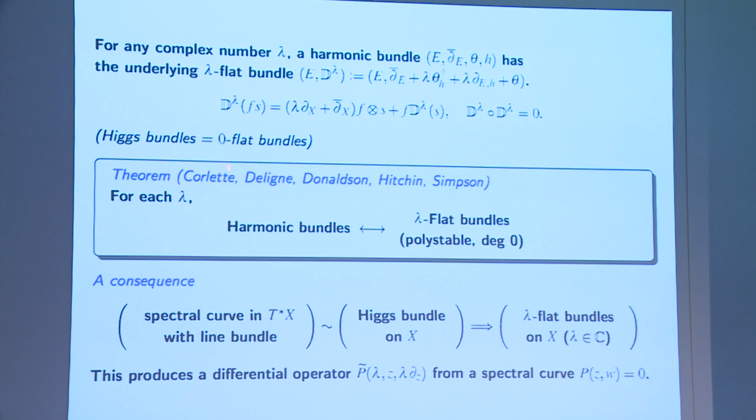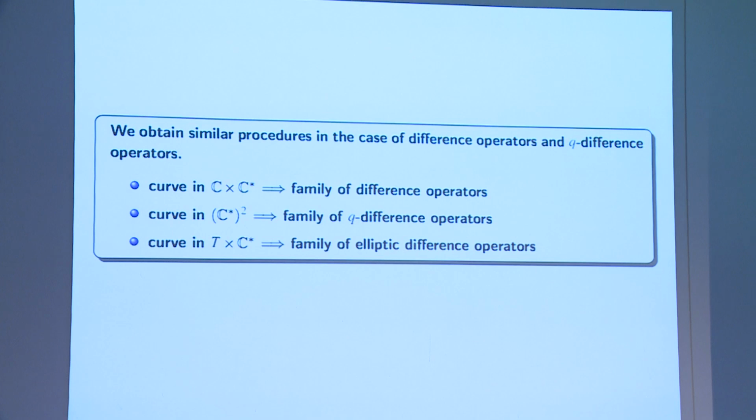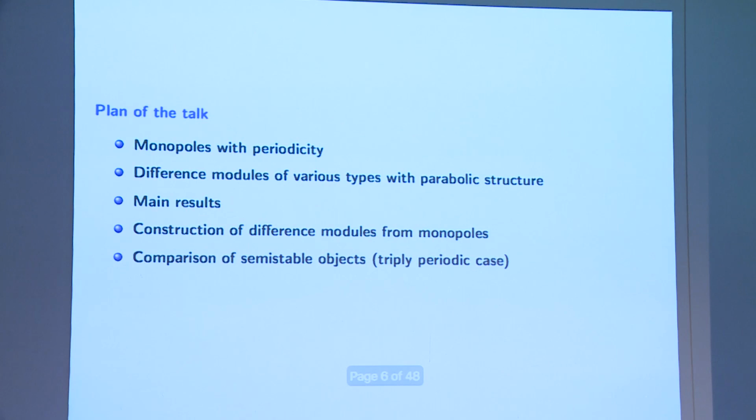And I'd like to explain that there exists an analog of this theorem in the context of monopoles with periodicities. For instance, as a consequence of our main result, as in the case of harmonic bundles, we can obtain a non-commutative deformation of curves in the context of difference operators or q-difference operators. Okay, so in the following of my talk, first I will explain monopoles with periodicities and difference modules with parabolic structures. And then I will explain our main results.